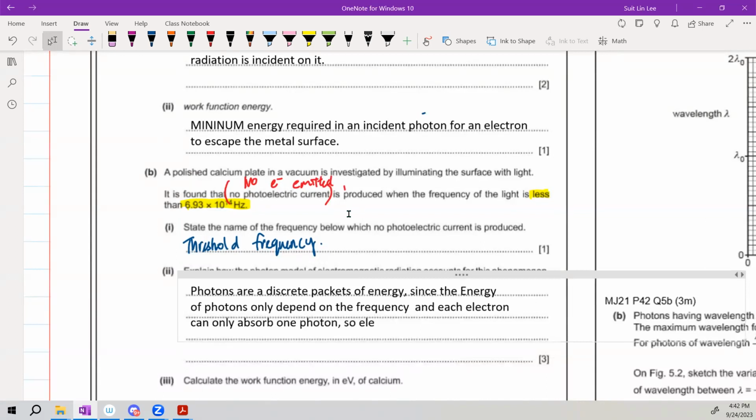So electrons do not have sufficient energy to escape the metal surface.